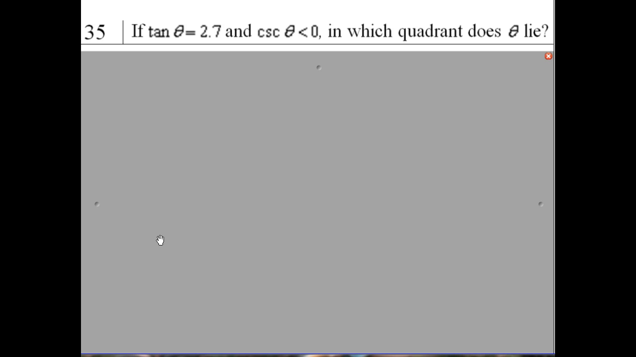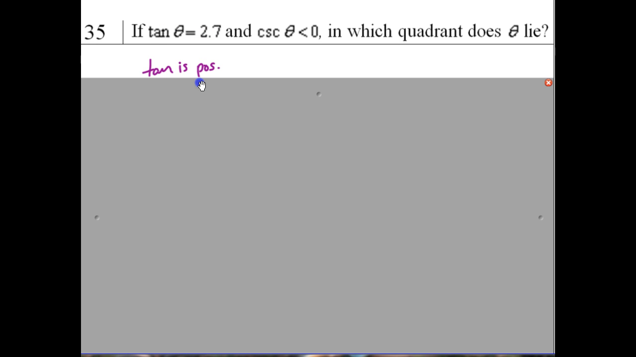This question asks, in which quadrant does theta lie? So this is probably a multiple choice question. It says tan of theta is 2.7, so the way to interpret that is the tangent's positive. So I want you to draw out an axis, put your ASTC on there, all students take calculus, and cross out two quadrants that you know it can't be because tangent's positive. Then play the recording.